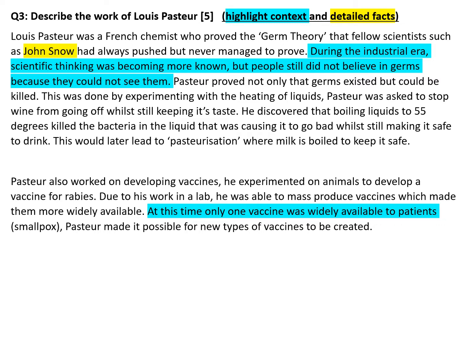So let's think about highlighting the top 2 things that make this a good answer. Am I talking about context? So am I talking about what people believed, what people knew, what had happened before Louis Pasteur, and have I used detailed facts? Because context is hard, I've actually done that for you, and I've done 1 detailed fact. So you highlight the context, like I've done, but then I want you to go off and look for the detailed facts. You can do this while I'm reading through the answer.